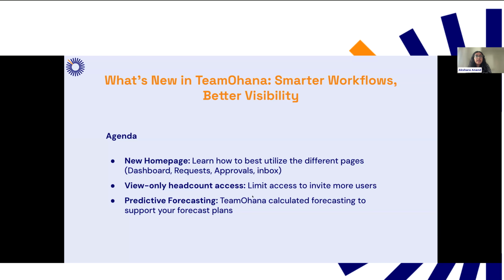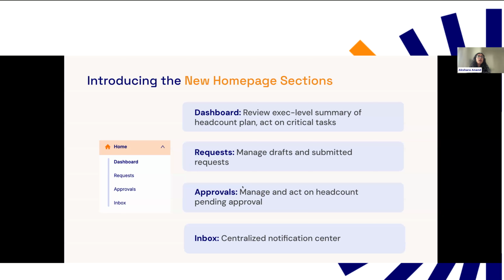All right, so first, let's start talking about the new homepage. You might have seen this already as you're logging in, but now our home section has 4 different pages within it. We have a new page that we launched for requests and a new page that we launched for approvals. So the requests page is where you can manage all drafts and submitted requests, and approvals is where you can manage all headcount which are in approval. And so that brings us to a total of 4 different pages here. So this is a great time for us to review how to best leverage all of these different home pages.